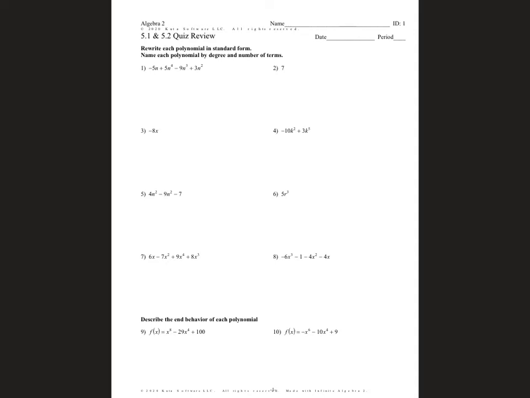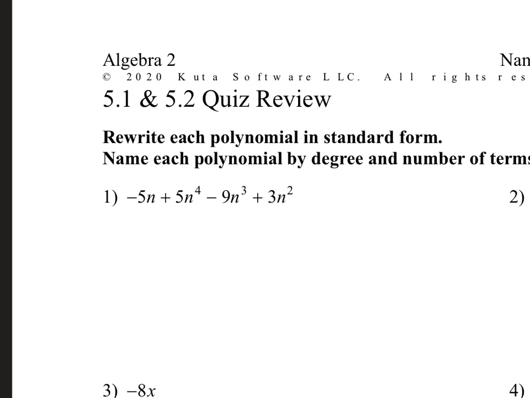So your quiz tomorrow is on sections 5.1 and 5.2. So for tomorrow, I would study the review and also study that Kahoot that we played in class. I posted the link on Canvas for you guys. Some of the questions are going to be like the ones from the Kahoot, so you can use that to study.